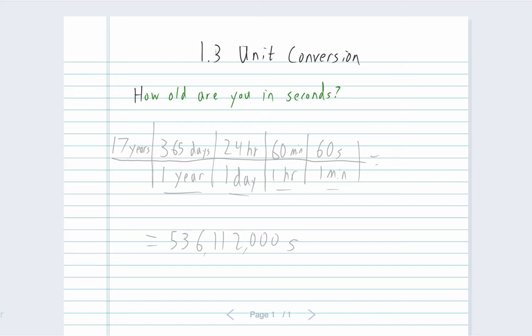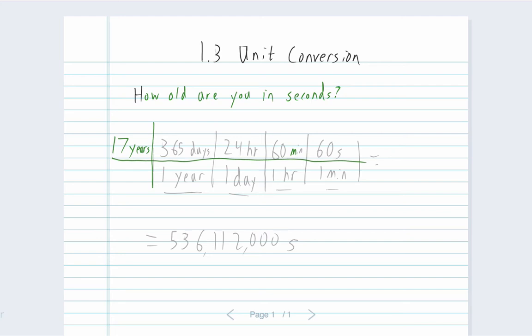So what I do is I just like to set up a table, and we'll draw lines as needed. But on the top left corner, we start with how old we are in years, because that's usually how people think. So let's just assume you're 17 years old. And so if we're trying to convert that into seconds, we're going to need a set of conversion factors to get to that.